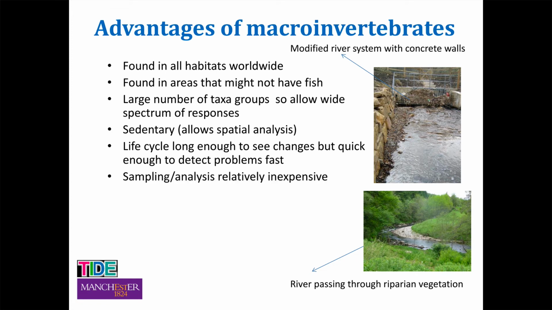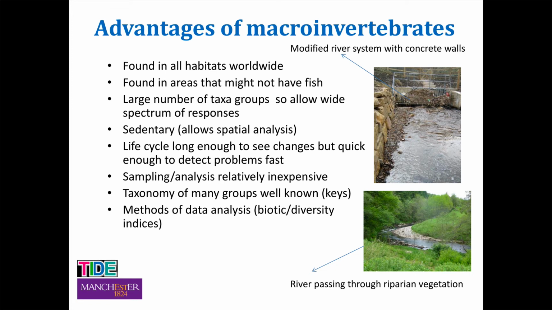The sampling analysis is relatively inexpensive. You don't need lots of very complicated equipment. And the taxonomy of the many groups are well known. There's lots of keys out there to help you identify. Some online, there's some really good ones online. There's lots of books to help you identify the different groups. There's lots of methods, data analysis. There's lots of literature around using this method of biomonitoring. And the response of very common species is well known, so you could look up the species that you're finding and find out their responses to different pollution impacts.